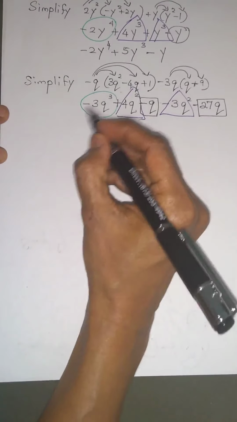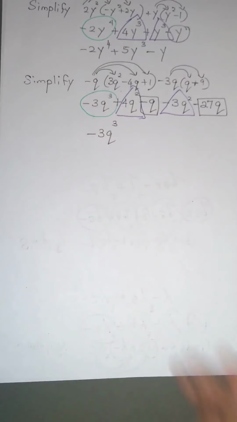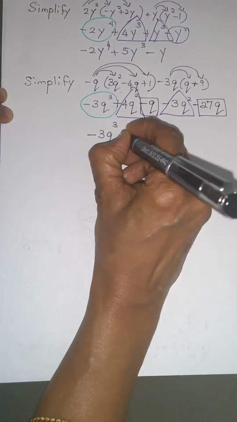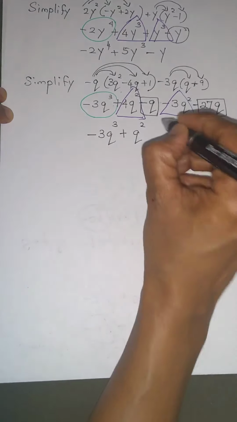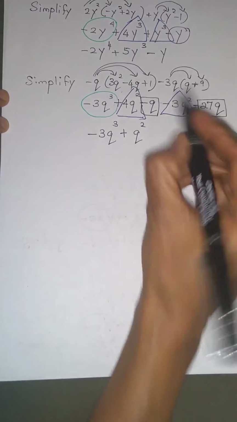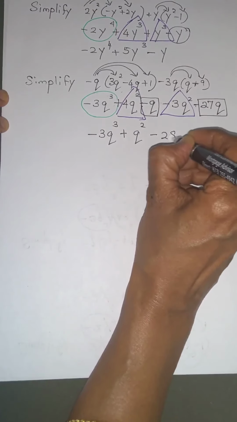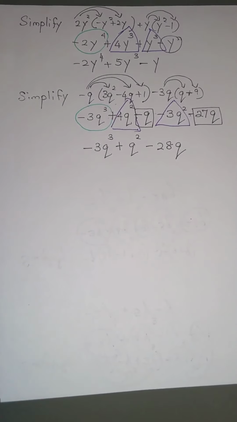Putting these together, the first type would be negative 3q cubed. That's by itself. Q squared, if I put them together, I have positive 4 and negative 3. That's going to be positive q squared. And then the last term is going to be the q terms. I have a negative q here and a negative 27q. Put these together, I have negative 28q. And we have simplified both the expressions.